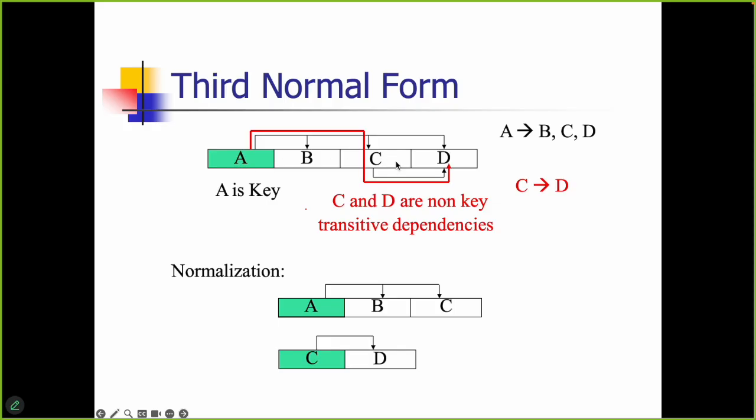And then we have transitive dependency between C and D, right? So it is not in 3NF. How to normalize such a table into 3NF? Similar to 2NF, you just break this dependency. So put it in another table. You put C and D in another table, and then what is left is ABC.